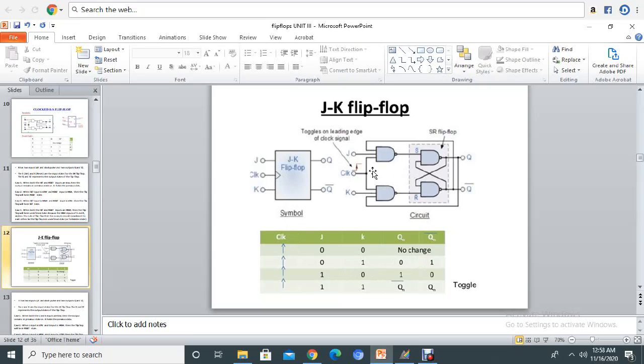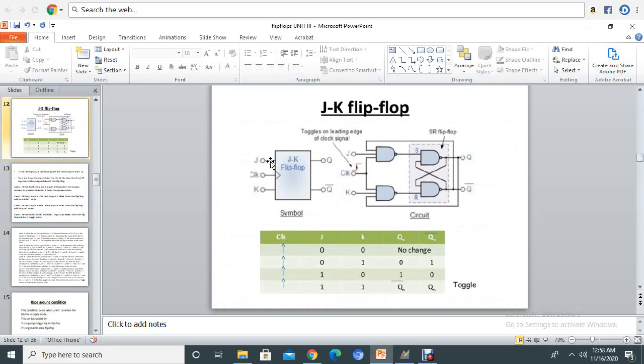JK flip-flop has two inputs J and K and two outputs Q and Q bar. To activate the flip-flop, you have to use a clock pulse. So in JK flip-flop, we have two inputs and two outputs. Q is the output of the JK flip-flop. Q bar is the complement of Q.